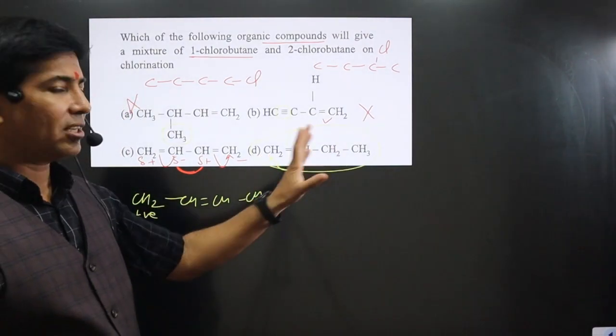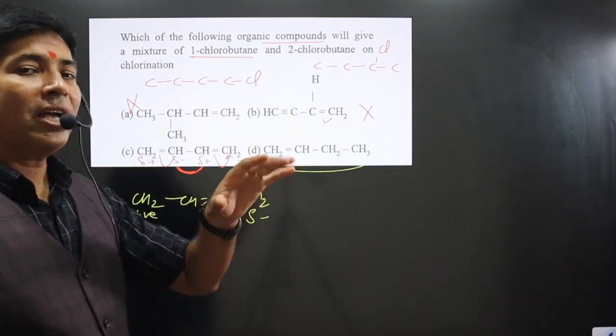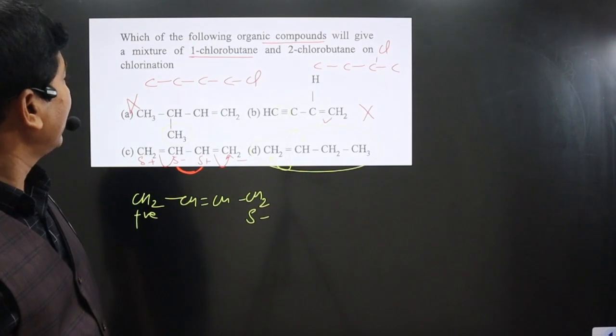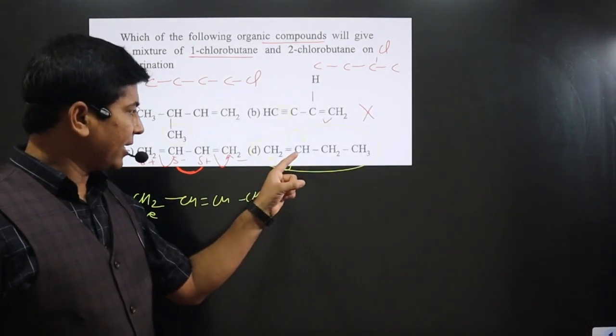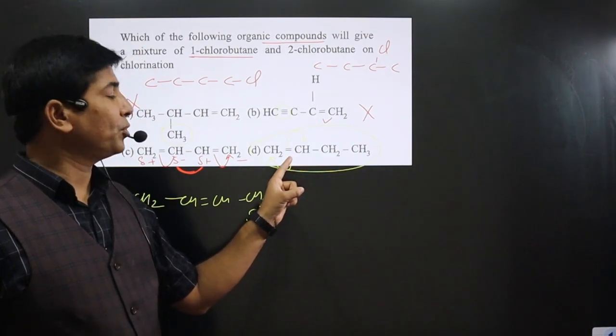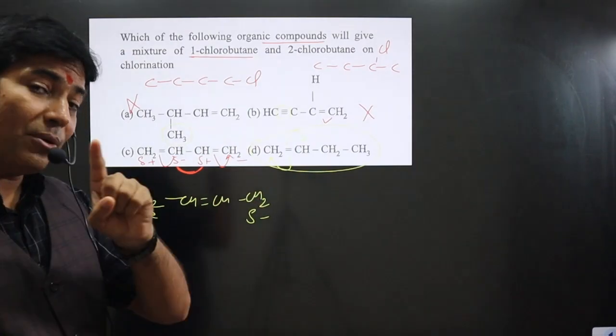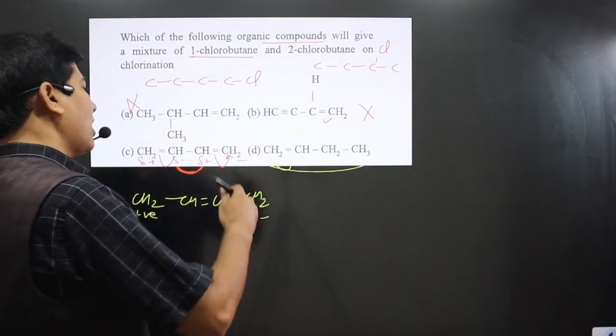The chain is there, the single bonds are there, and this pi bond will also break when it is undergoing halogenation. If the Cl is attaching to the second carbon, in this case we get 2-chlorobutane, and if the Cl is attaching to the first carbon, it is 1-chlorobutane. Only one pi bond is there. Hence we got option D.